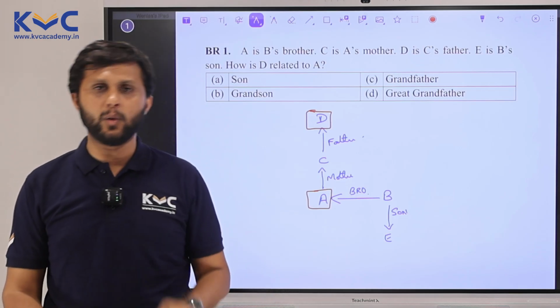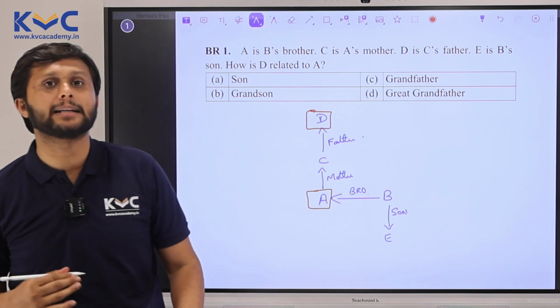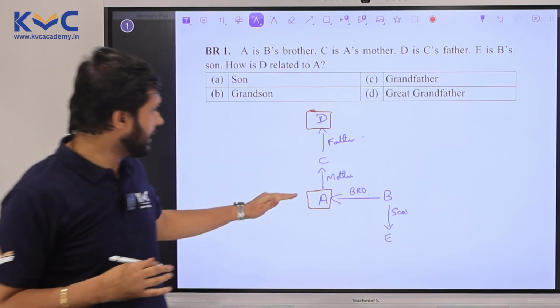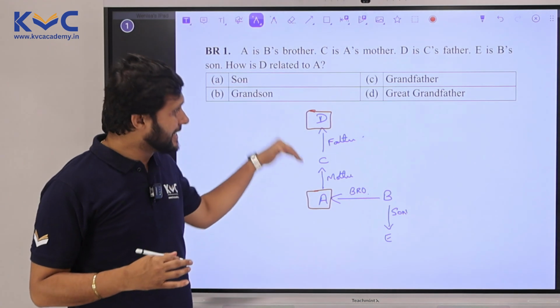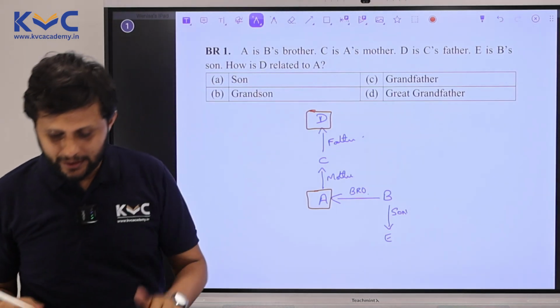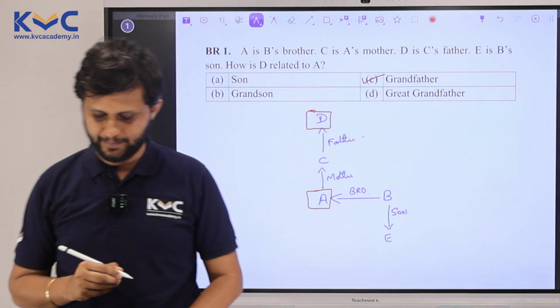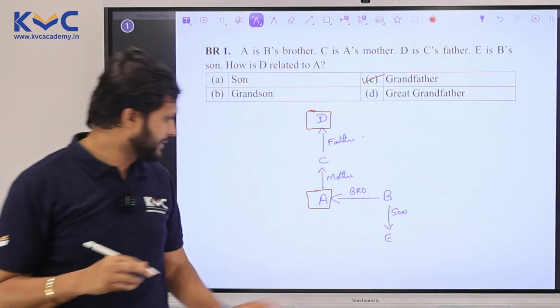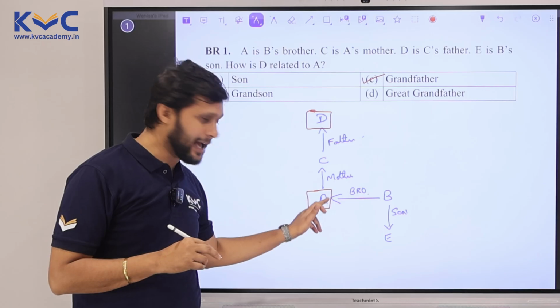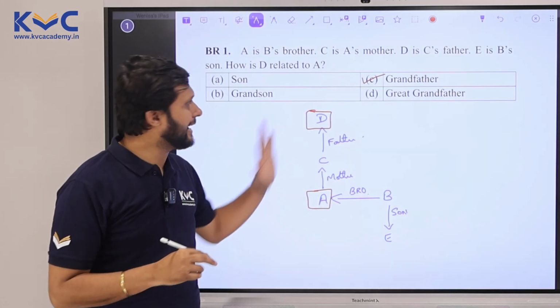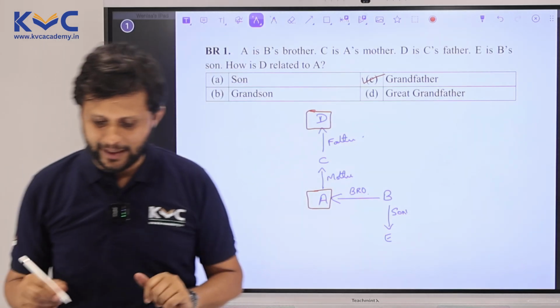Now, if you were A, how would you see D? So, how many generations are there? There are two generations, correct? From here, we go one level higher, second level. So, we are talking about grandfather. I said is because remember, bro is there, arrow is there, is male. Is grandfather. Fine, we'll move on to the next question.